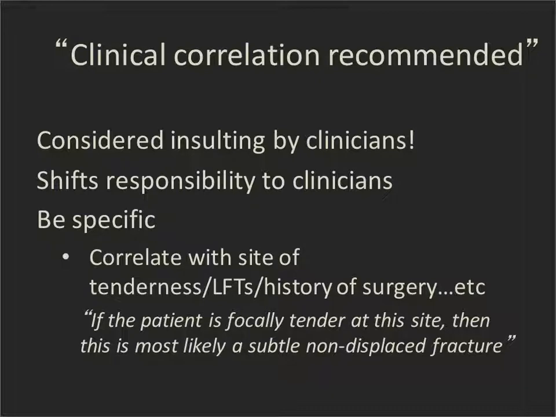What I would recommend is that rather than having this generic phrase, you are specific. So if you see a questionable lucency on a foot film of a patient in the ED who you've had the generic history of trauma, pain, you don't know where they hurt, and you think that might be absolutely nothing, could be a nutrient foramen, then say something like, if the patient is focally tender, correlate with the exact site of tenderness, as this may be a fracture, or correlate with the liver function tests in this particular patient. You tell them what to correlate it with. Just generic clinical correlation is meaningless.